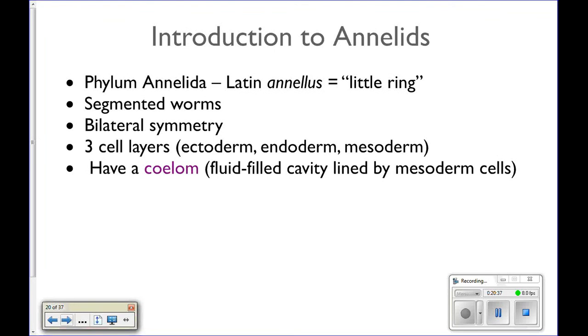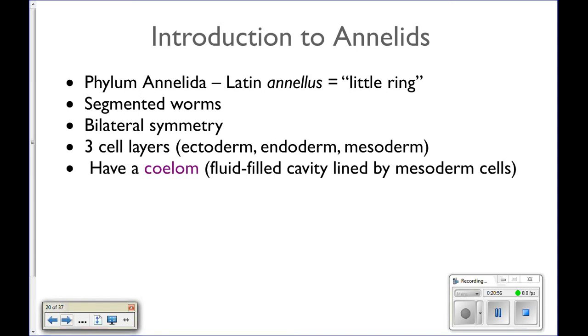Their phylum name comes from the Latin word annelid, which means little ring. So annelids are, think of an earthworm. An earthworm is an annelid. If you think of an earthworm, it has all those little grooves on it, right? Those are the little rings that they get their name from. So it means little ring.